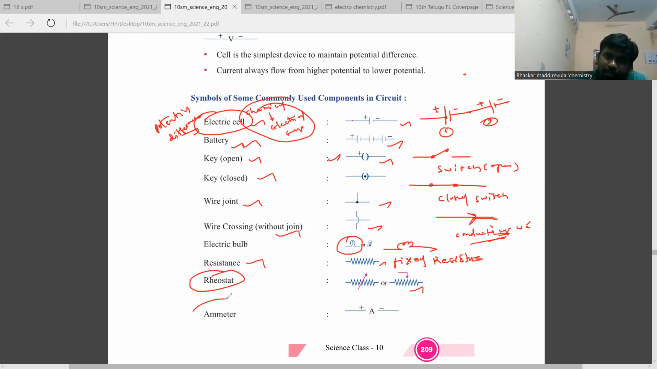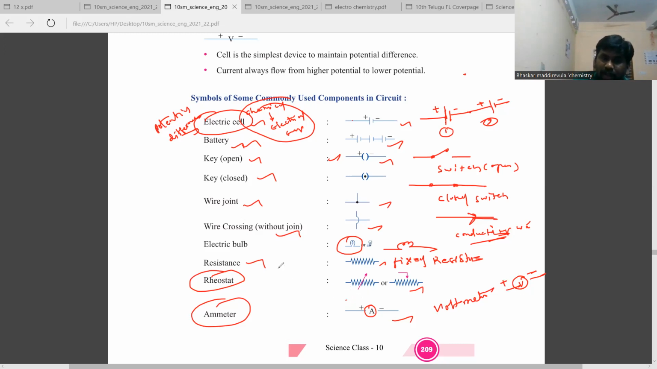Next, the ammeter. The ammeter is an instrument used to measure the amount of current in the circuit. This is the symbol of the ammeter. In the same way, the voltmeter is V with a positive terminal and a negative terminal. The ammeter measures the amount of current, and the voltmeter measures the potential difference. With the help of the rheostat, we can regulate the current in the circuit. We can increase or decrease the flow of current.